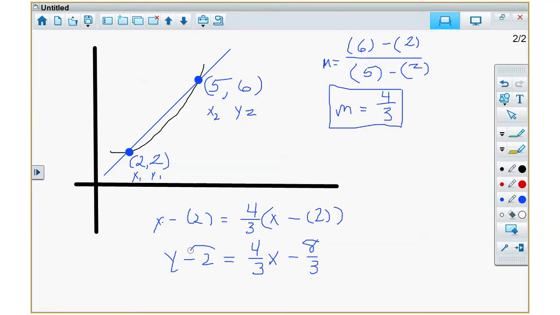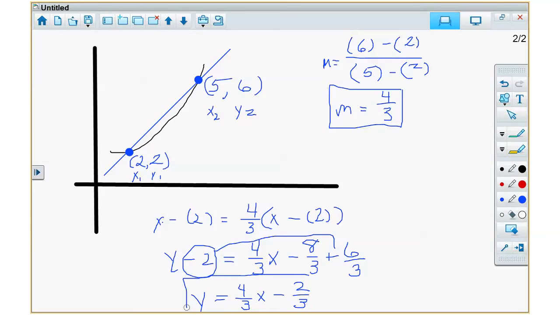This 2 comes over as 6/3. And that's going to give us y is equal to 4/3 x minus 2/3. So now we know that our y-intercept is what? Negative 2/3. So we know that it's going to cross down here somewhere.